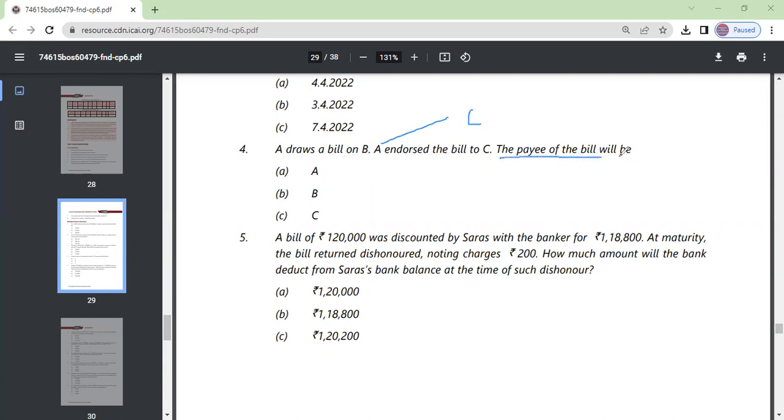Who is the payee of the bill? A is called drawer, B is called drawee, C is called endorsee or payee. Now select the answer. The payee of the bill will be C. So option C. Okay.